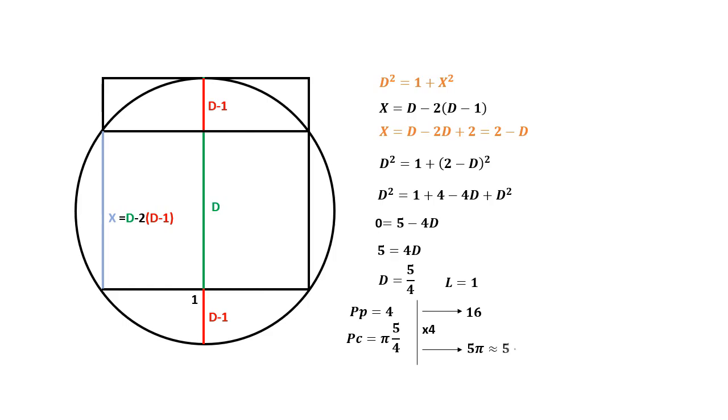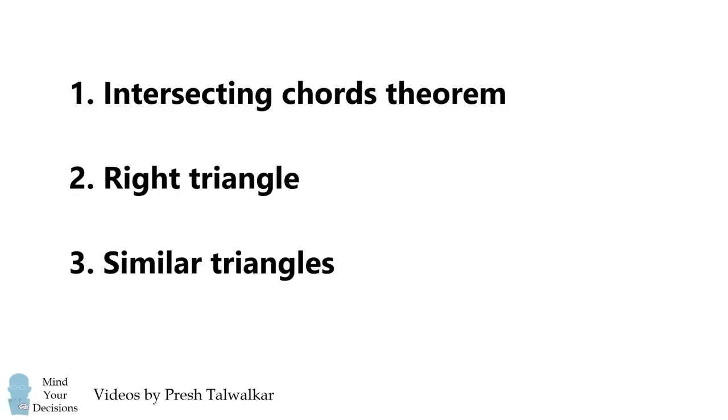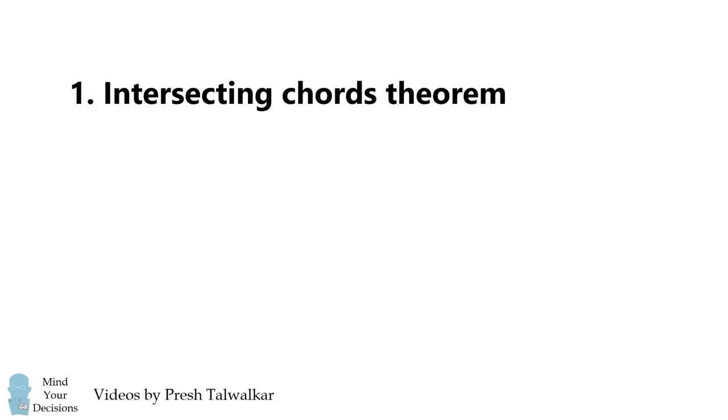Pi is approximately 3.14, so the perimeter of the circle will be around 15, therefore smaller than the perimeter of the square, which is 16. So the perimeter of the square is larger than the perimeter of the circle. I'm going to present 3 different ways to solve this problem. Let's get started with the intersecting chords theorem.